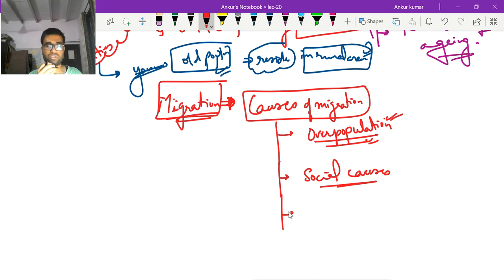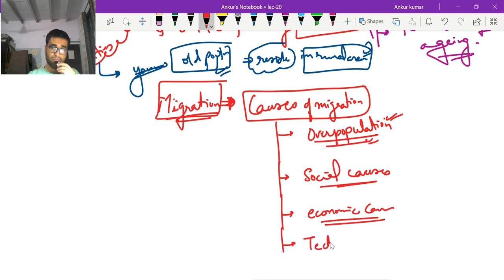The next is the economic causes. For increasing the economic prospects of the family, the population starts migrating to the urban areas. Okay, this can be another cause. Then technology. The areas which have more technological advancements migrate more rapidly.